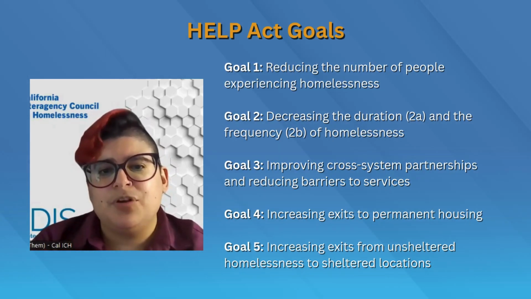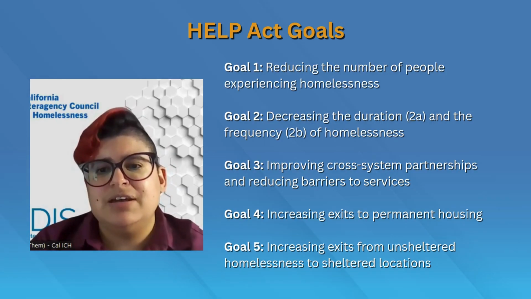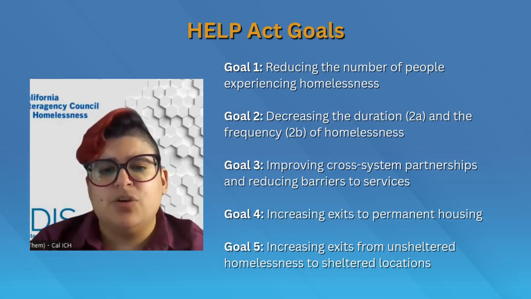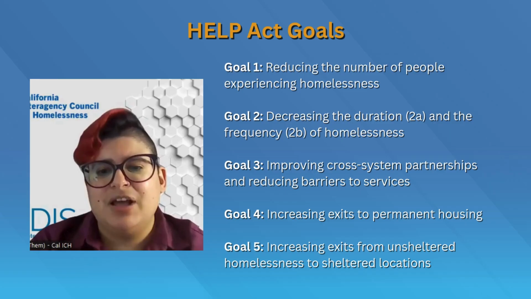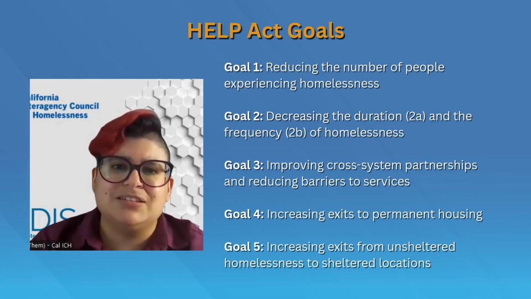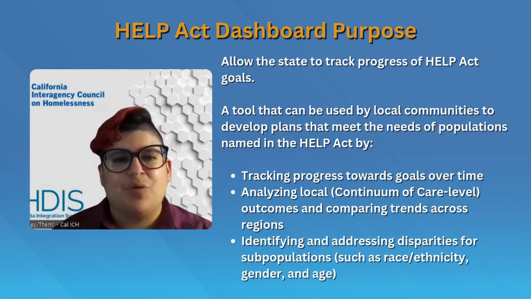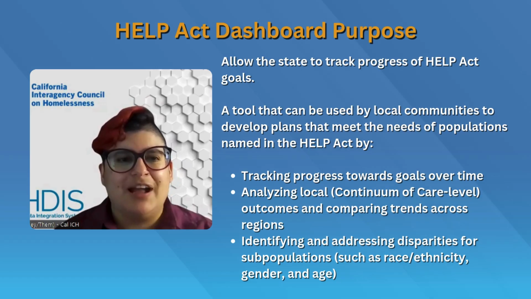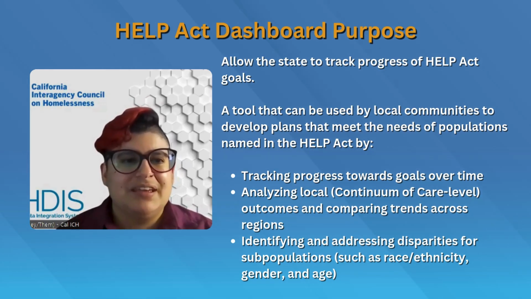All goals except for Goal 3 are measured using data from CAL-ICH's Homeless Data Integration System, or HDIS. To address Goal 3, CAL-ICH is developing resources and technical assistance to help communities reduce barriers and strengthen cross-system partnerships. The purpose of the HELP Act dashboard is to help the state track progress towards these goals.